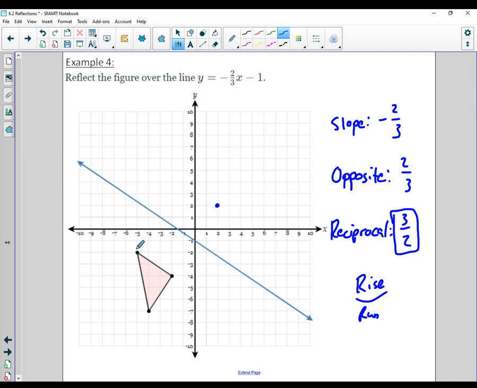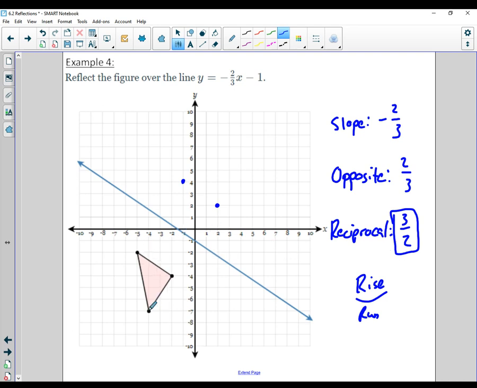Let's do the same thing here. 1, 2, 3, 1, 2. Right on the line. So if I do that again, 1, 2, 3, 1, 2, that should be that point. Again, I'm doing the rise over run. Rise meaning up and down, run meaning left and right.